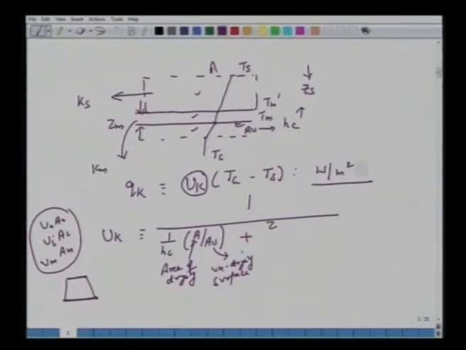Plus heat transfer by conduction. So you have Zm, Km. So now we are talking of this resistance here, and you have again A over Au.